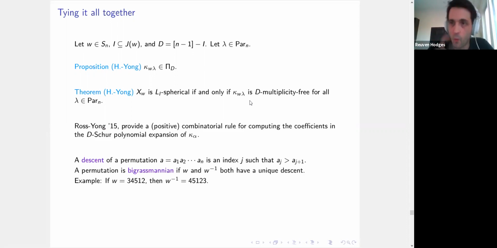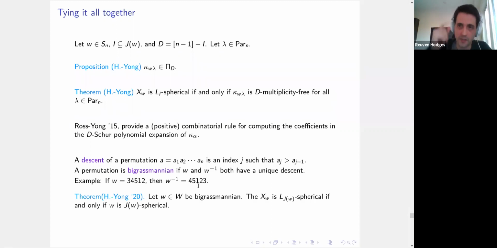Let me tell you about one of those cases. A descent, not a left descent, but just a descent of a permutation, is, if you write your permutation in one line notation, a_1, a_2 up to a_n, an index j such that a_j is strictly greater than a_{j+1}. And a permutation is called bi-Grassmannian if both w and w inverse have a unique descent. For example, this w here has a unique descent from 5 to 1, and its inverse right here has a unique descent also from 5 to 1. So this w equal to 3, 4, 5, 1, 2 is bi-Grassmannian.